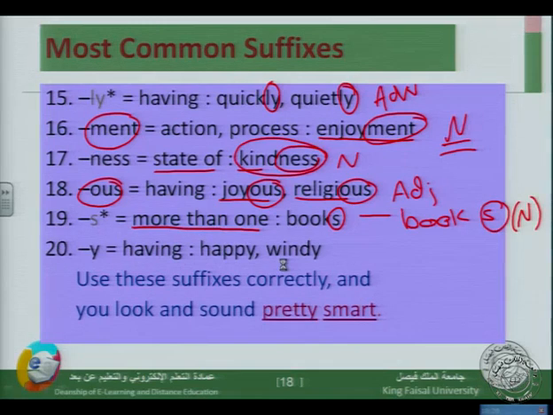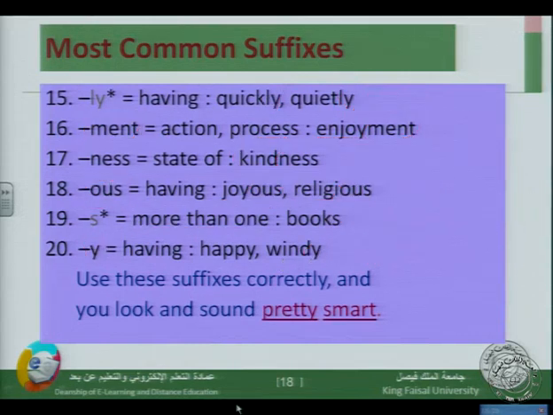So it's very important to differentiate between the function, or the part of speech, of each one. Which part of speech is each one underlined below. Also 20, we have here y, like windy, rainy, and usually those words that end with y are adjectives. So please try to use these suffixes correctly and you will look pretty smart.